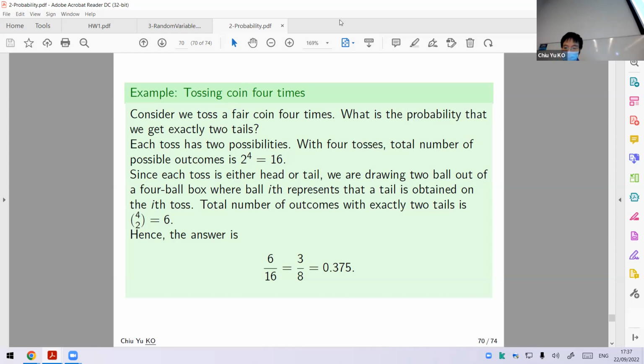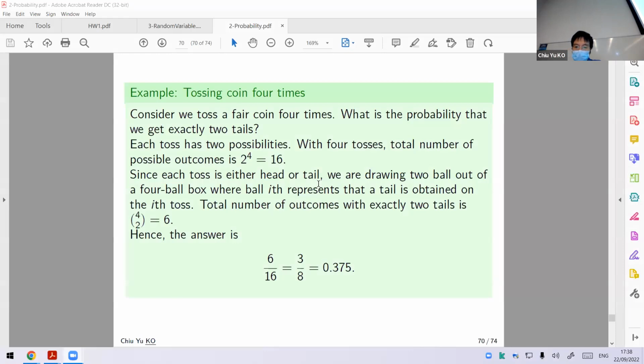Okay, let me have a picture here. Instead of thinking about how many toe, let me go back. Let's think the following. Let me go back to what I'm doing now. What I'm going to do is draw two balls out of a 4-ball box, and the ith ball drawn is the ith toe. So what I'm talking about is like this.